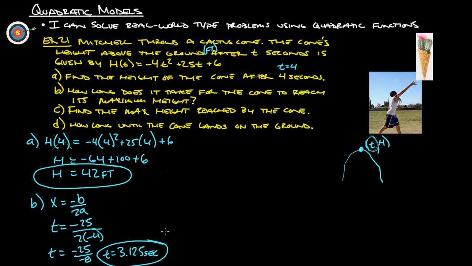Let's take a look at C here. Find the max height reached by the cone. Guess what? We just figured out how long it takes to get to that. So all we do is plug our t into our equation, and that will give us our max height, right? So C is going to equal h at 3.125. So we'll just leave that off to not confuse anyone. -4 times 3.125 squared plus 25 times 3.125 plus 6.